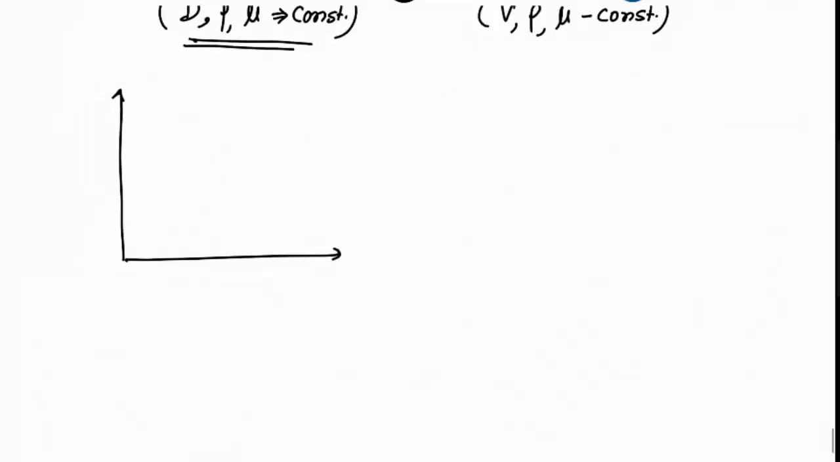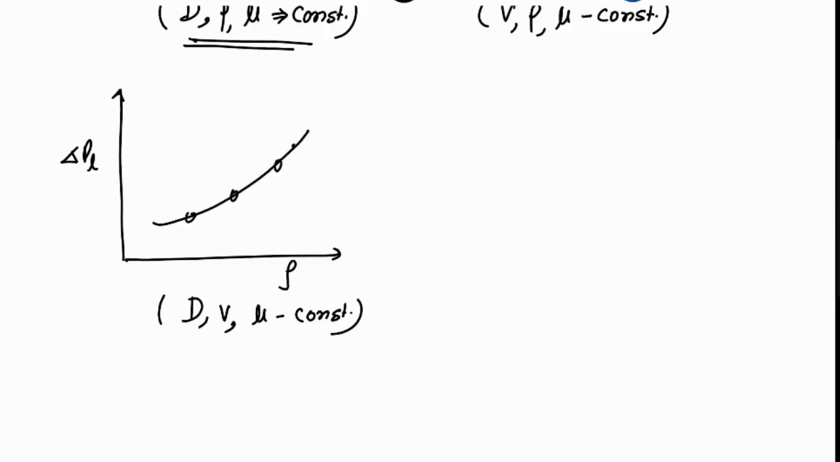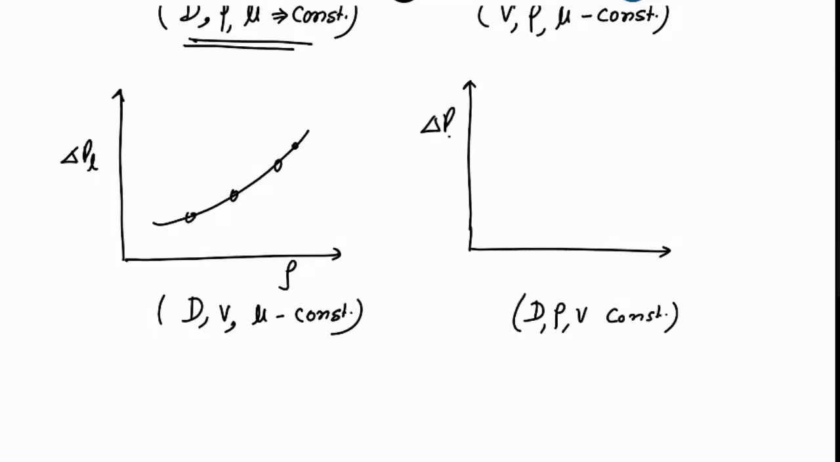So you can fix density, velocity, and mu. Not density, this is diameter. And then you measure delta PL, and here you keep changing the rho. You will have something of this kind of curve. Similarly, if you fix d, rho, v, these things are constant, and you are changing the viscosity, then you will have something like this.